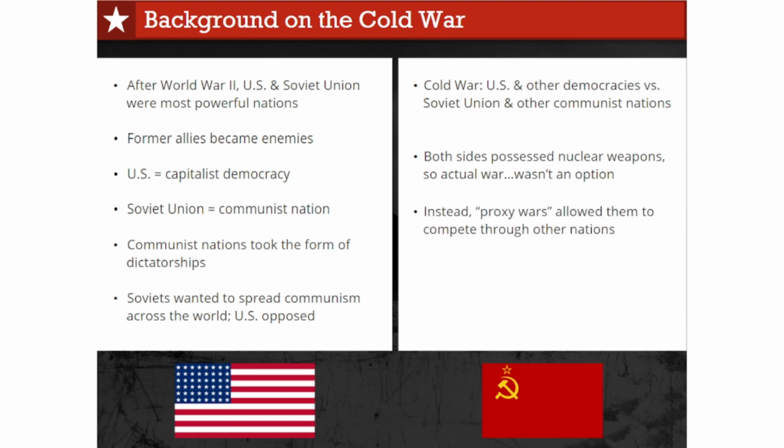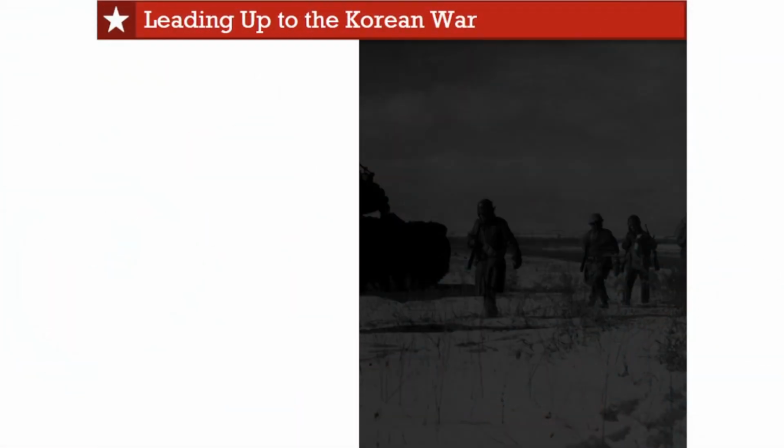What they did do was square off in a series of smaller proxy wars involving other nations. A proxy is someone else who acts on your behalf. These conflicts allowed the two enemies to oppose each other while never using nuclear weapons. The Korean War is considered the first Cold War-era proxy war, and because of this, it is often called the first hot war of the Cold War. Let's take a look at some of the events leading up to the Korean War.